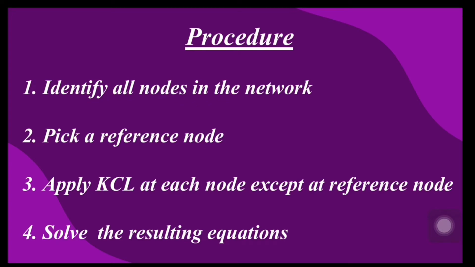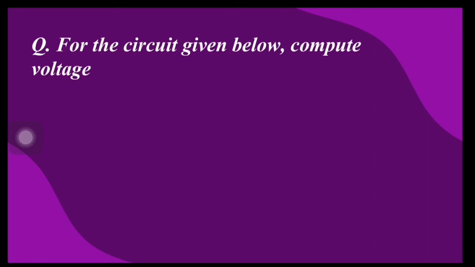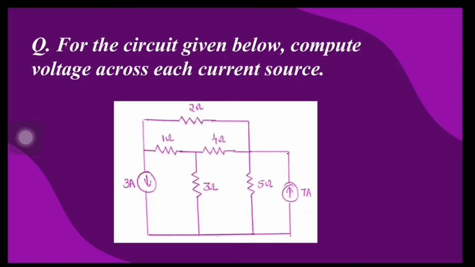Do you have any doubts? I think you will get a clear picture when we solve problems. So, moving forward to problems. First question I have for you. For the circuit given below, compute the voltage across each current source. You can see the network.